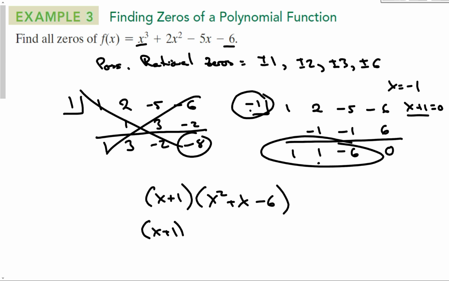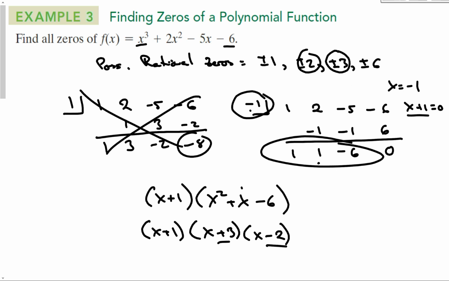And now I can continue factoring this without resorting to guessing rational zeros. I can just use my quadratic techniques. And I should see the factors of 6 that subtract to 1 are x plus 3 and x minus 2. Okay. Now I have successfully factored this. And notice that these two factors are in my list of rational zeros.